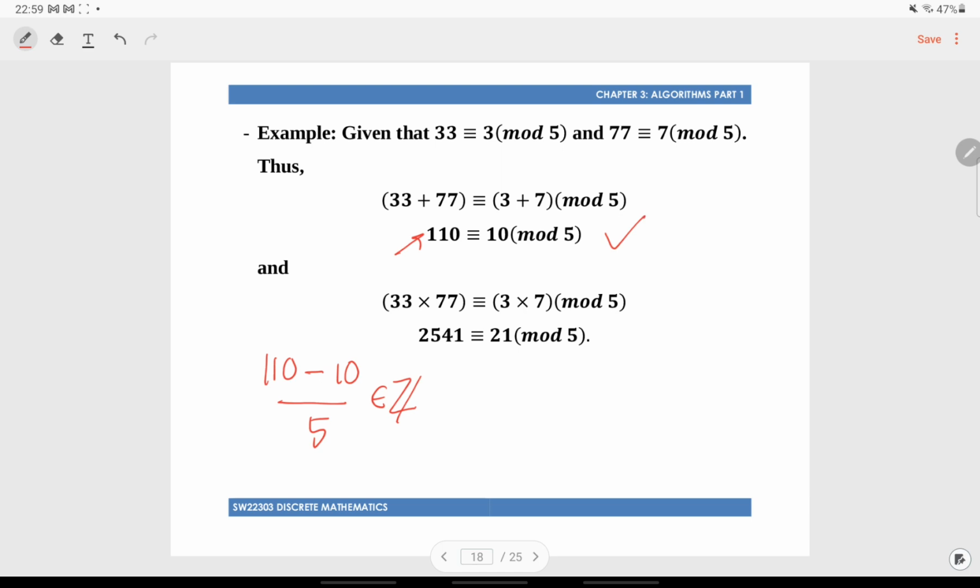So this congruence is true. For the multiplication, 33 times 77 is congruent to 3 times 7 mod 5. If you want to verify, we compute this value and this value, and we subtract: 2541 minus 21. The value is divisible by 5, which means this congruence also holds.